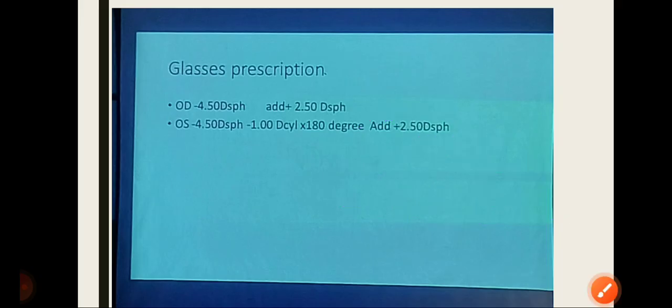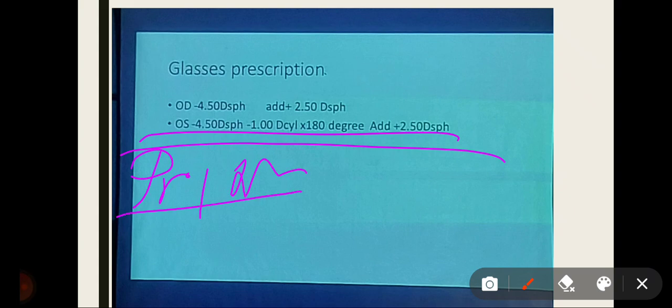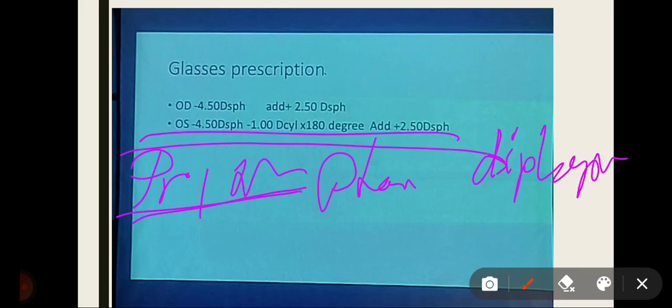Then here it is not mentioned, but I should mention this. There is another component of this prescription. This is prism. What is prism, guys? Prism is used in ocular misalignment, for example, phoria and diplopia. This is measured in prism diopter or delta.